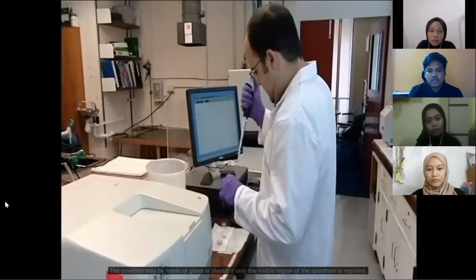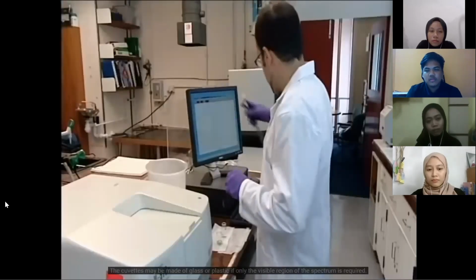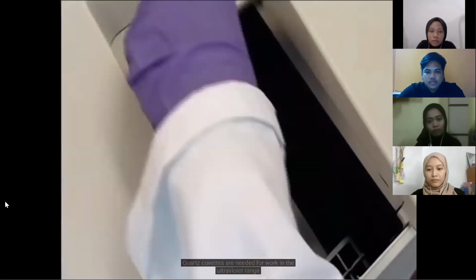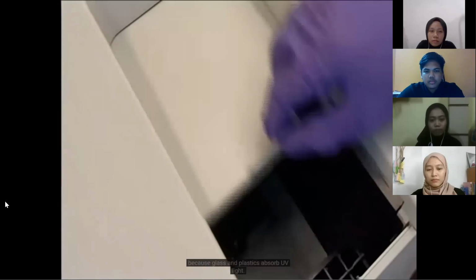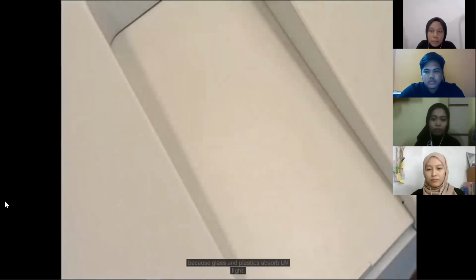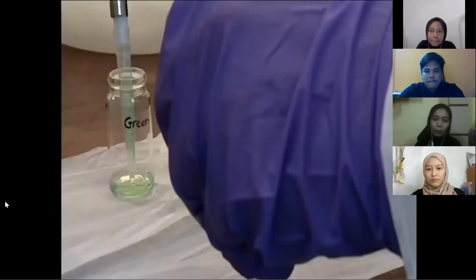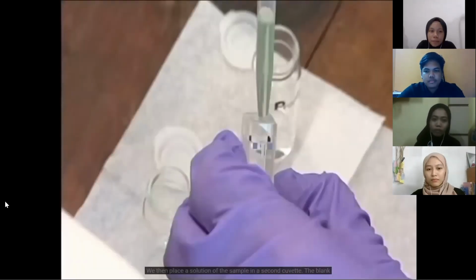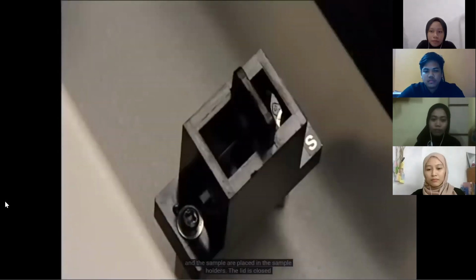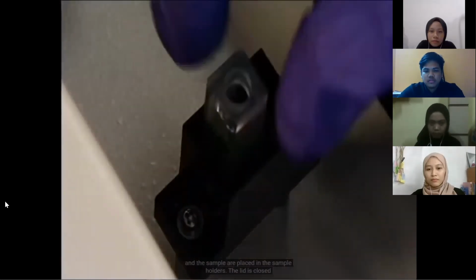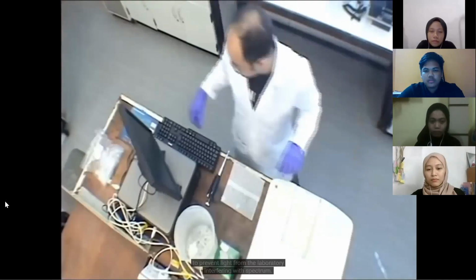The cuvettes may be made of glass or plastic if only the visible region of the spectrum is required. Quartz cuvettes are needed for work in the ultraviolet range because glass and plastics absorb UV light. We then place a solution of the sample in a second cuvette. The blank and the sample are placed in the sample holders. The lid is closed to prevent light from the laboratory interfering with the spectrum.